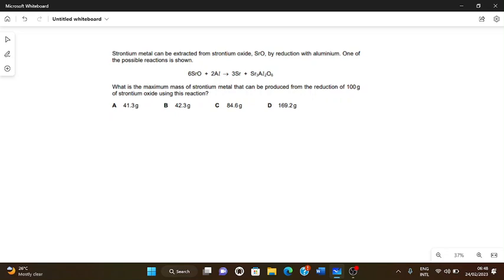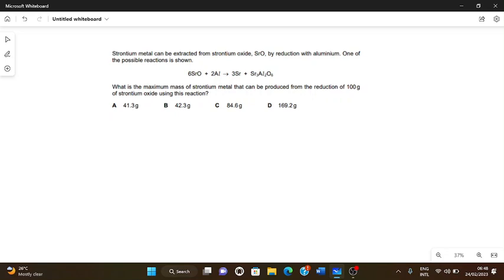We have 6 atoms of strontium on the reactant, and 6 atoms of strontium on the product. 6 atoms of oxygen on the reactant, the same 6 atoms of oxygen on the product, 2 atoms of aluminum on the reactant, 2 atoms of aluminum on the product. For an equation to be balanced, the number of atoms of each of the elements in the reactant must be equal to the number of atoms of each of the elements on the product. So from all indication, you discover that the equation is balanced.